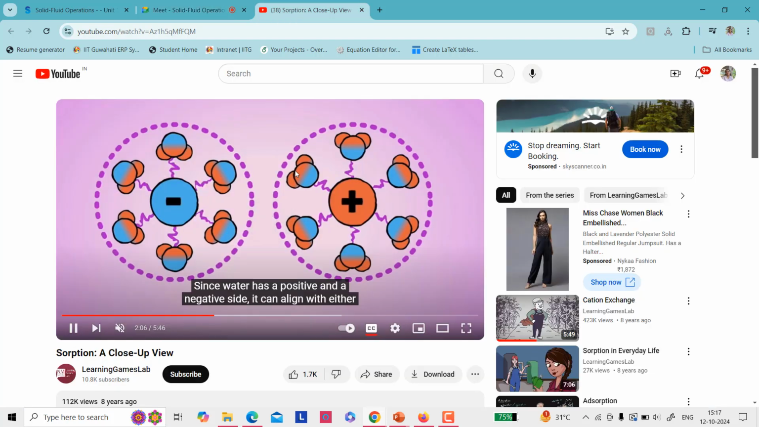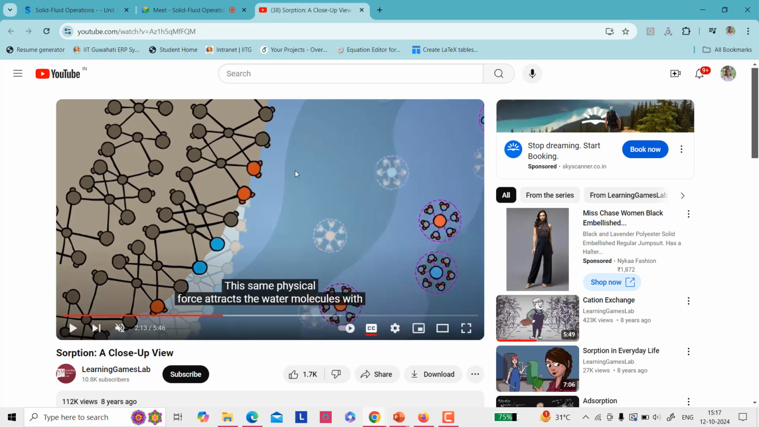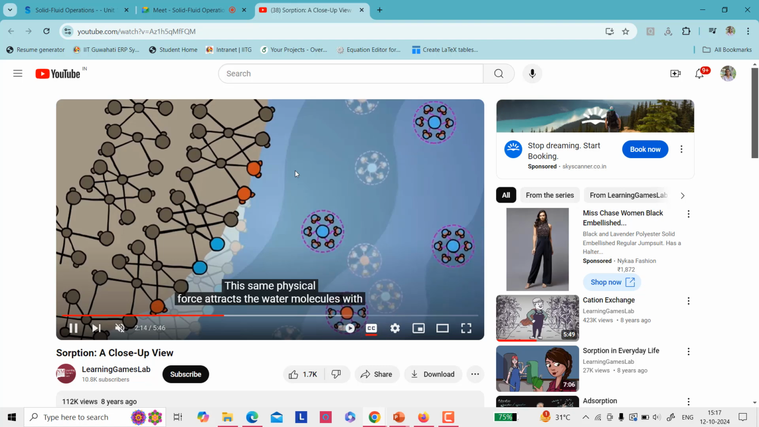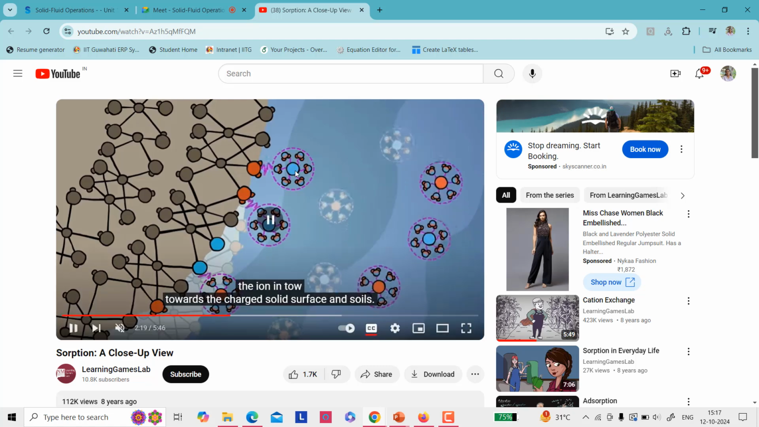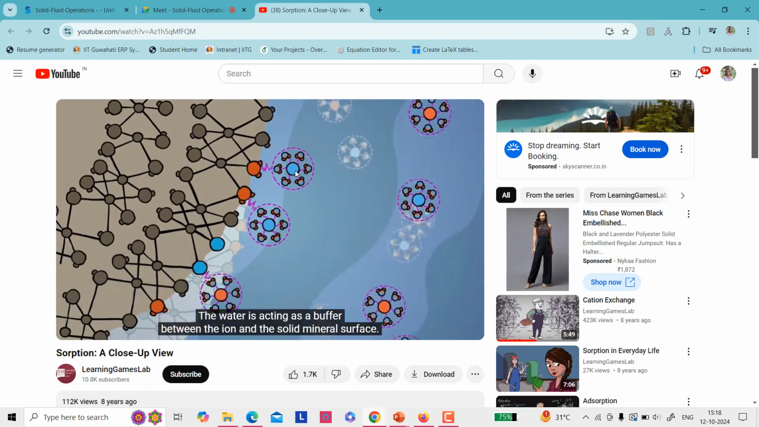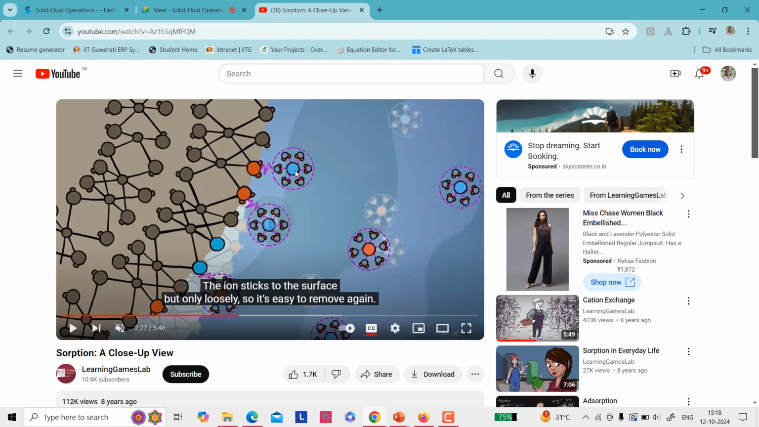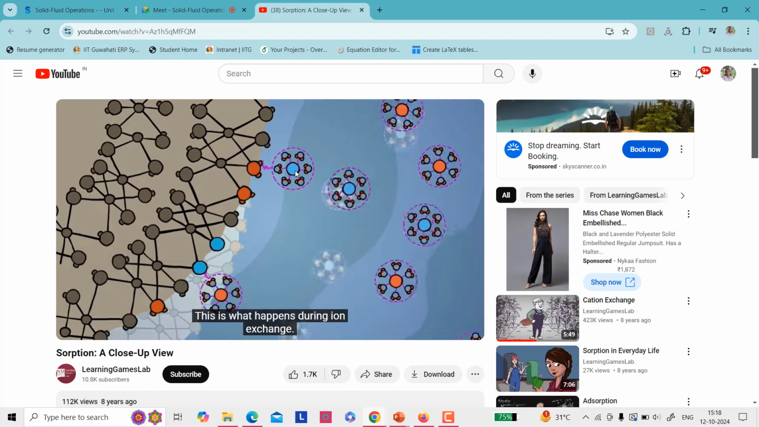Since water has a positive and a negative side, it can align with either of them. The same physical force attracts the water molecules with ion towards the charged solid surfaces and soils. The water is acting as a buffer between the ion and the solid mineral surface. The ion sticks to the surface but only loosely, so it's easy to remove again. Right? This is what happens during ion exchange.